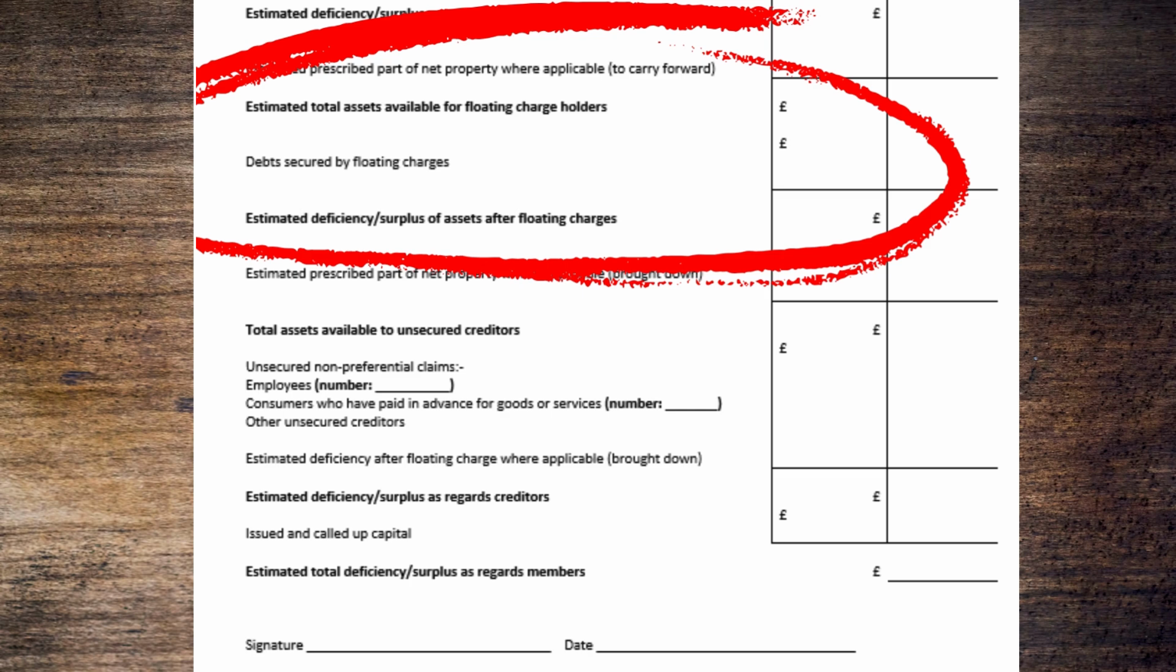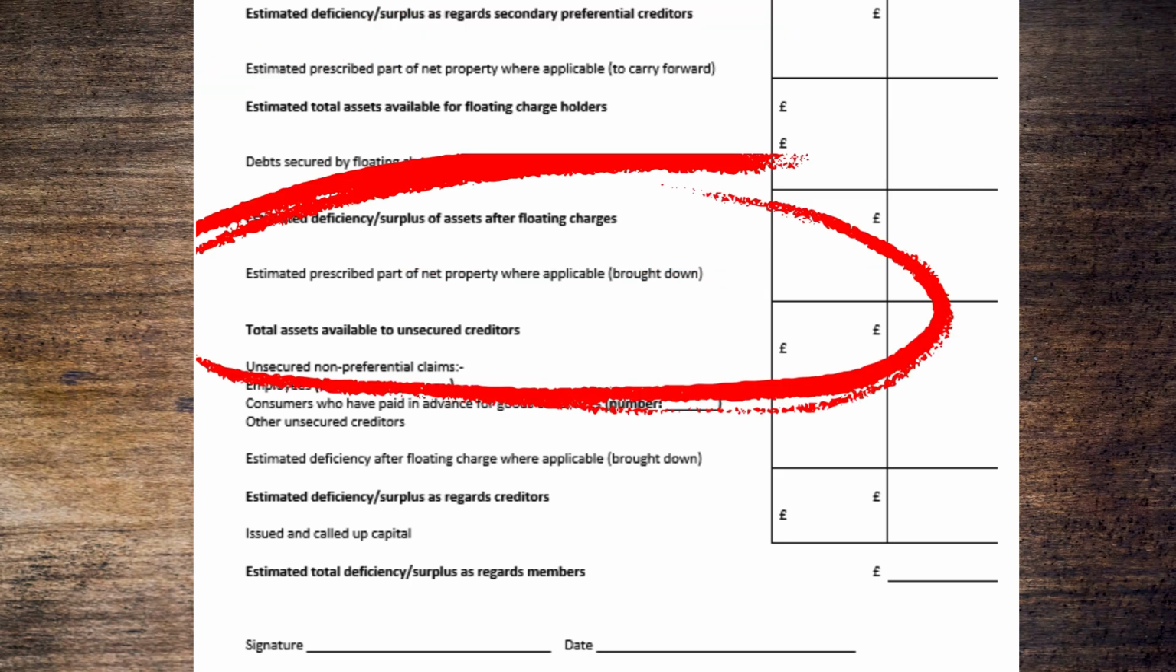So we're still on liabilities, but move further down the form. After taking the prescribed part out, that's going to leave you with an estimate available for the floating charge debenture holder. And so that's the next figure that will go in. The amount that's owed to the floating charge holder will go in the next part, and that will give you either a deficiency or a surplus available.